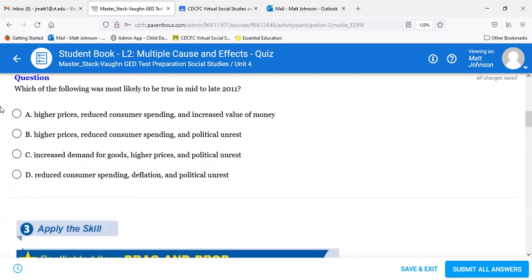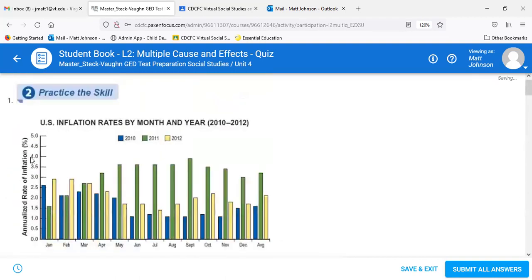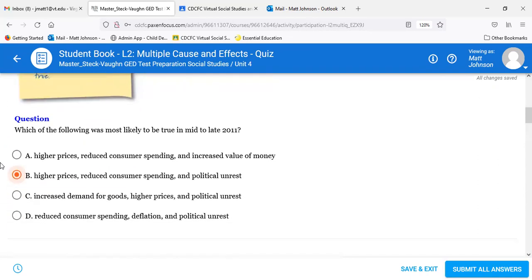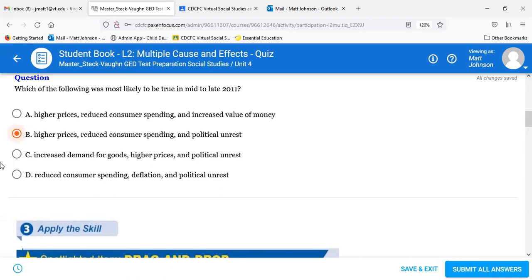Is it B? Yeah, B, right? That's what it said there at the end. I'm surprised they didn't have that text again. They usually have the text above the passage, but they only had the graph this time. Yeah, they mentioned higher prices, right? Inflation, you get higher prices, reduced consumer spending. Nobody wants to spend their money because they're not getting as much.